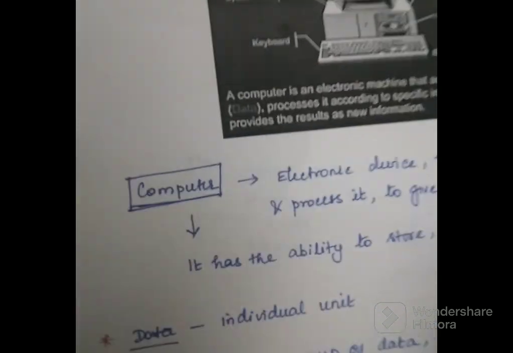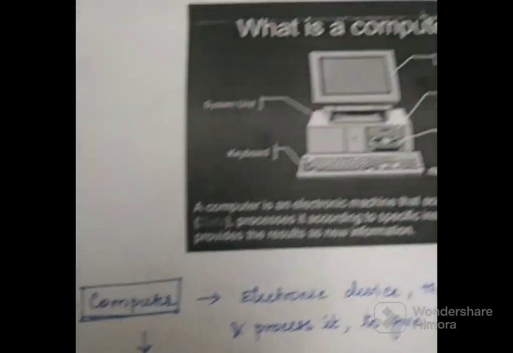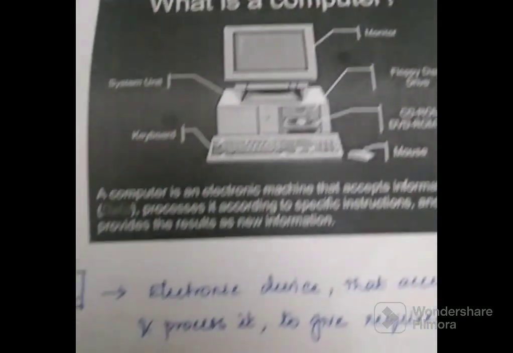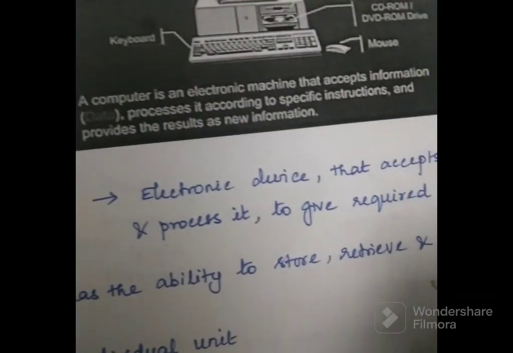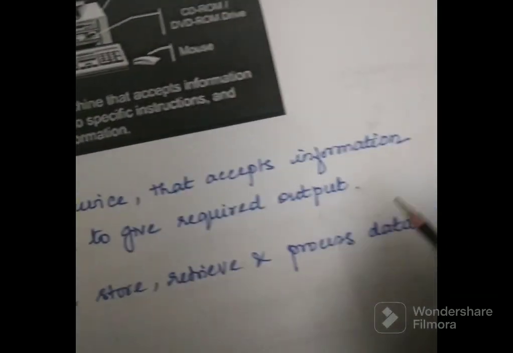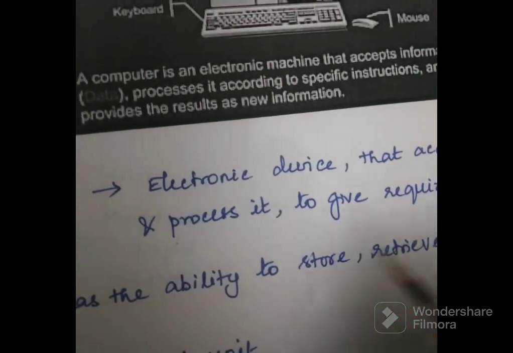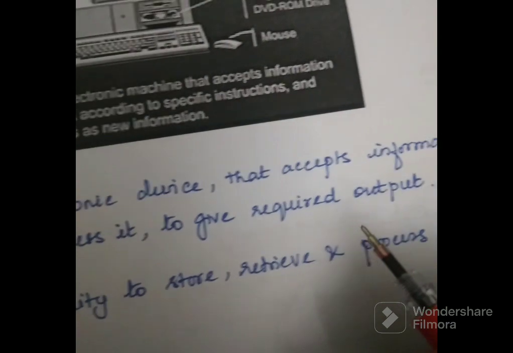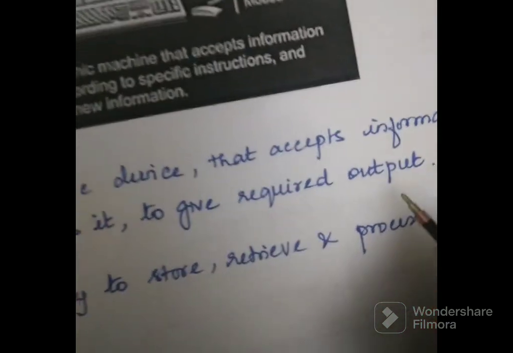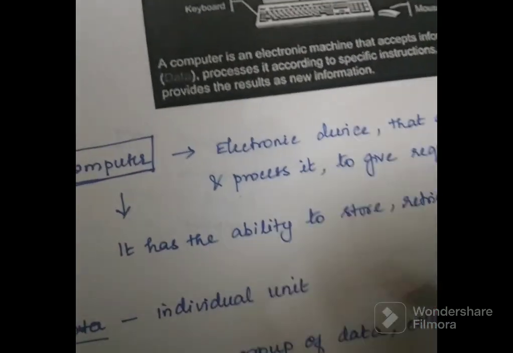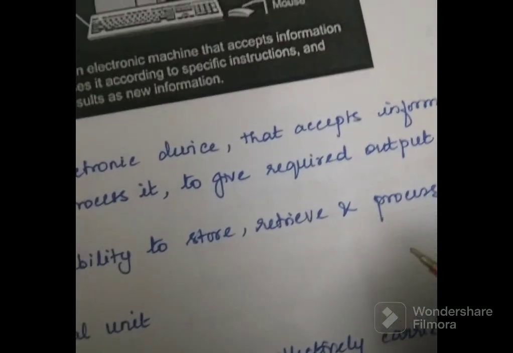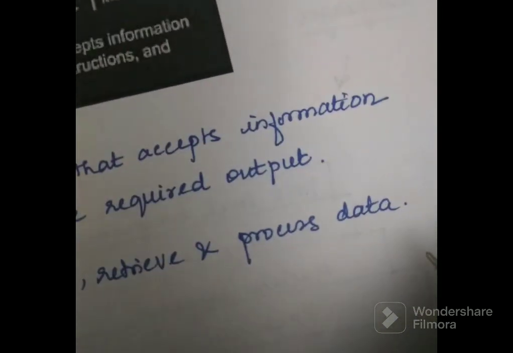First we need to know what is a computer. A computer is an electronic device that accepts information and processes it to give required output. It has the ability to store, retrieve and process data.